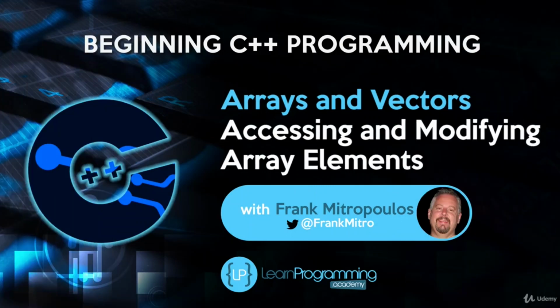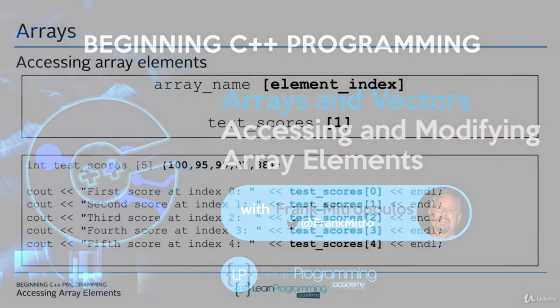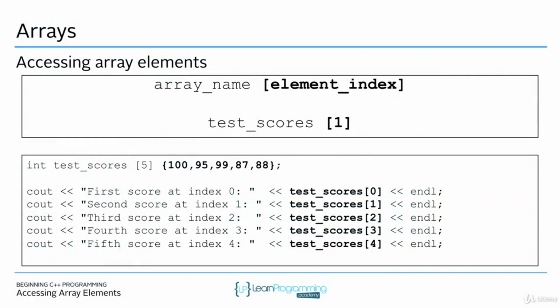In this video, we'll look at the syntax for accessing individual array elements. The syntax is probably very much like what you expected. We use the name of the array followed by square brackets with the index of the array element that we want inside the square brackets. This is called array subscripting. For example, test scores sub 1 refers to the element at index 1 in the test scores array.